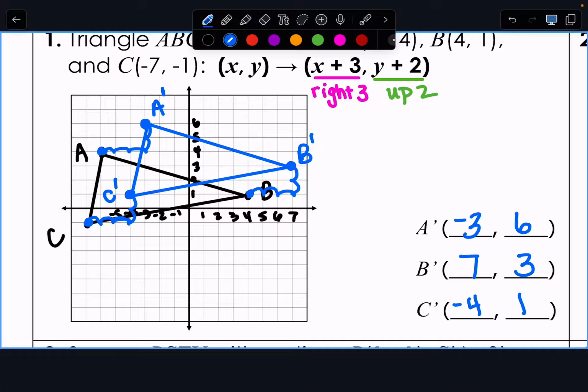If they don't look like they're the same size and shape, then you probably made a mistake. Sophia, do you have a question? Okay. All right.